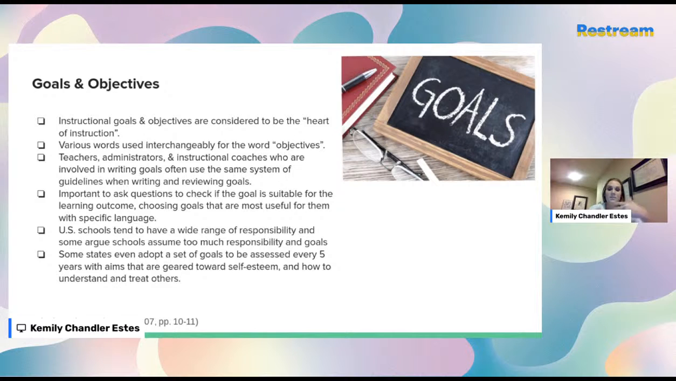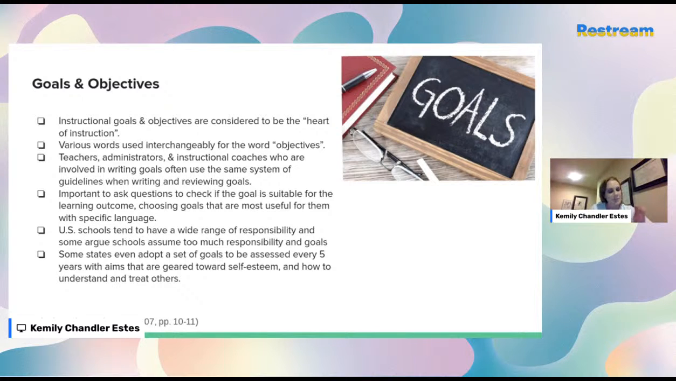Schools have the full responsibility of teaching, like the home ec classes, the lessons where people go home and take the babies and learn how to be a parent. Is that really the school's responsibility? That is an argument that the book talked about. In the United States, we tend to have a very wide range of responsibilities. And the argument is, do we assume too much responsibility? Do we not leave enough responsibility for the outside world when they go into the workforce or when they become adults on their own? So it's an argument.